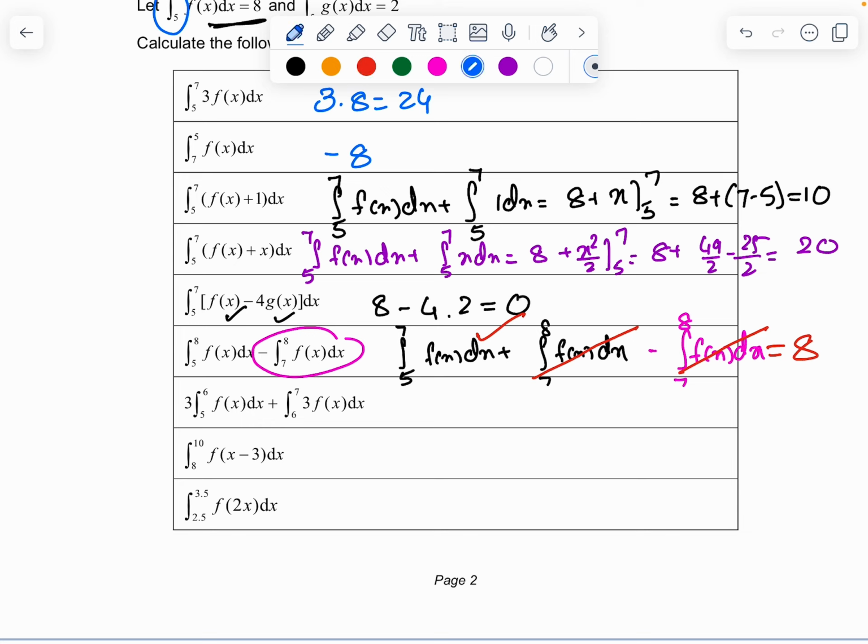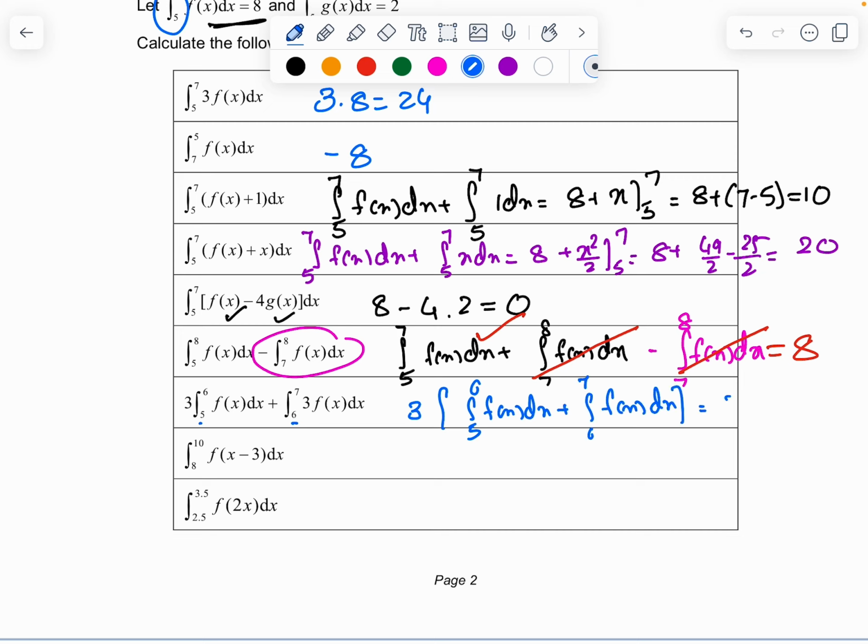Next part, it is 3 times of 5 to 6 and 6 to 7. So I take 3 common, so it becomes 5 to 6 f of x dx plus 6 to 7 f of x dx, which is nothing but 5 to 7 f of x dx, which is 3 times 8, which is 24.